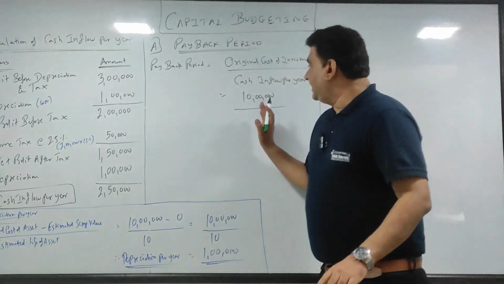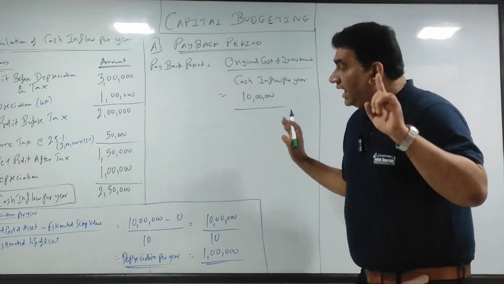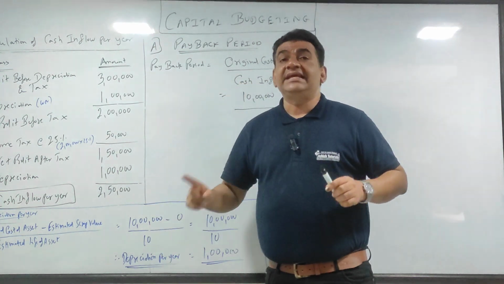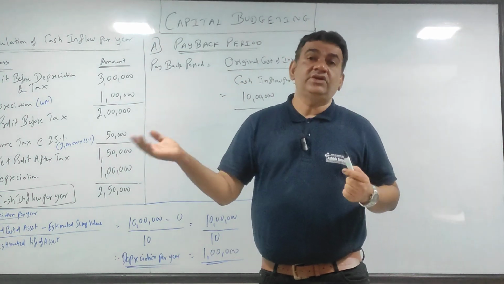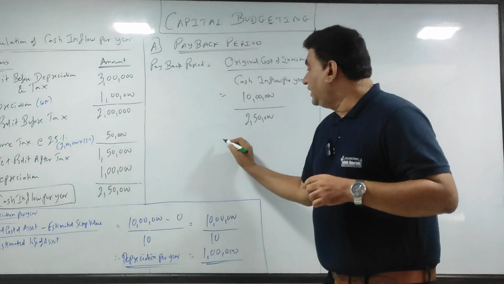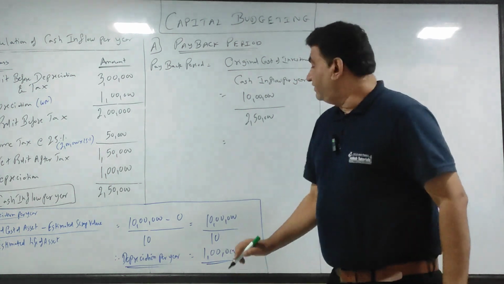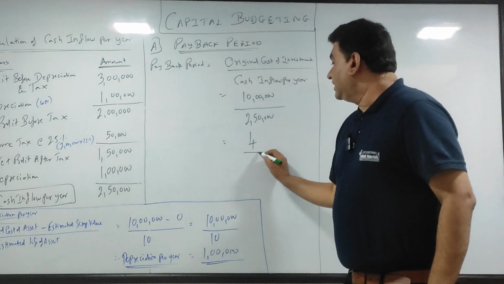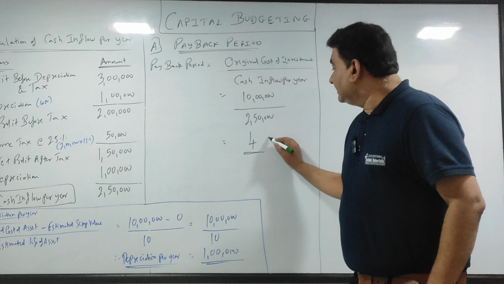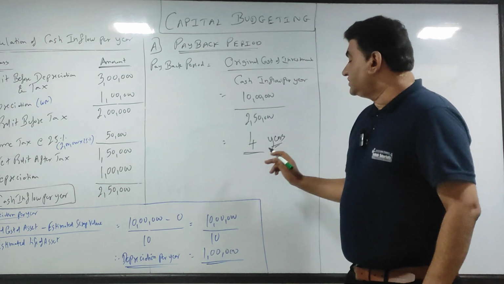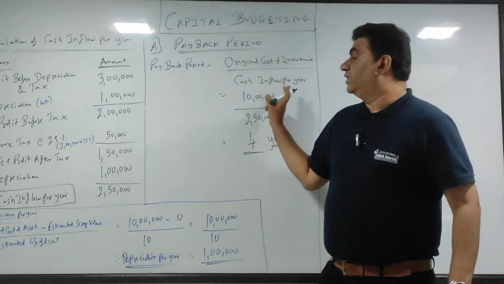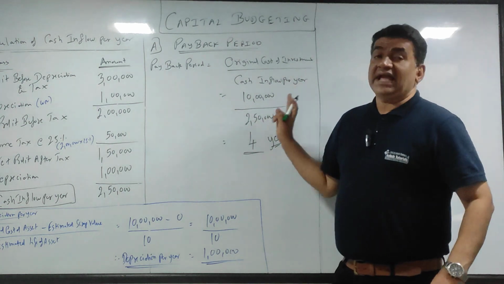So I incurred 10 lakh. Now, cash inflow per year is how much? 2,50,000. Every year I am earning 2,50,000 in cash. So what I will do, I will divide 10 lakh by 250. Divide it on the calculator. 10 lakh divided by 250 gives you 4. This 4 is nothing but 4 years. Why years? Because 2,50,000 is my cash inflow per year.